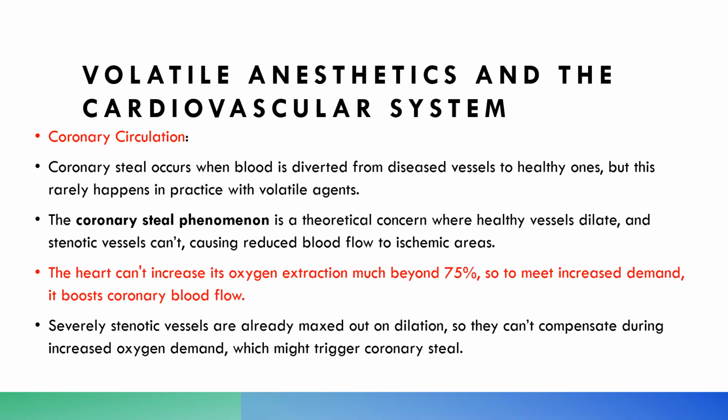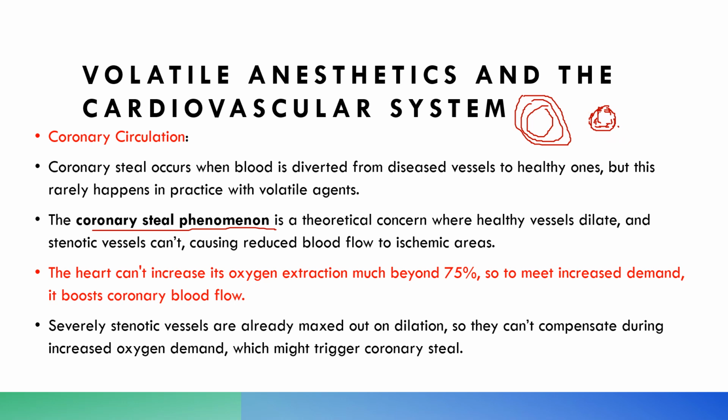So coronary steal, we mentioned it, is when blood is diverted from diseased vessels to healthy ones. But this is rarely going to happen in practice with volatile agents, okay? So this is more of a theoretical basis. So the coronary steal phenomenon: when we have a healthy vessel and we dilate it, it's able to expand in size, because it's healthy. When we have an atherosclerotic vessel that's got all these calcifications and everything, it's fixed, okay? I want you to think about it like that. So it's not able to expand due to demand.